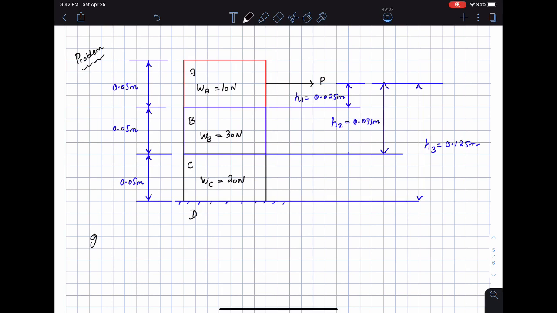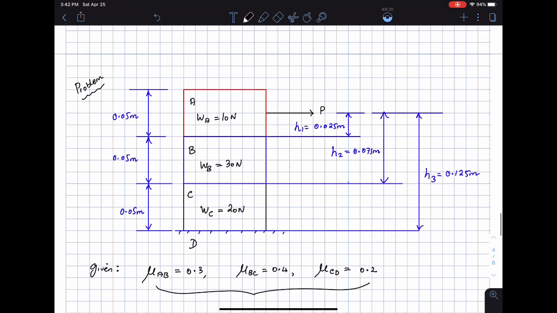So given mu AB is 0.3, mu BC is 0.4, and then mu CD is going to be 0.2. This is given to us. Then the width of each of these boxes, they're all the same width. That's also given to us. That's also crucial information that is given to us. We might perhaps need it. This is going to be 0.2 meters.